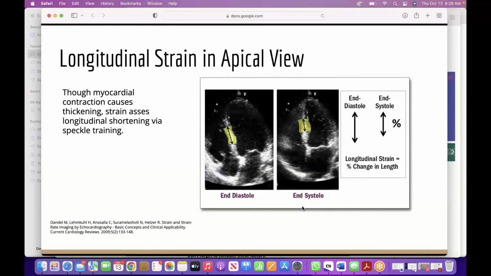Here on the longitudinal plane, normal myocardial motion in systole would involve shortening in the longitudinal plane. And speckle tracking is a technology that's used to determine how much that shortening happens. So even though the myocardium is thickening when we discuss ejection fraction, in the longitudinal plane there's that shortening motion that's taking place between diastole and systole, which is well shown here.